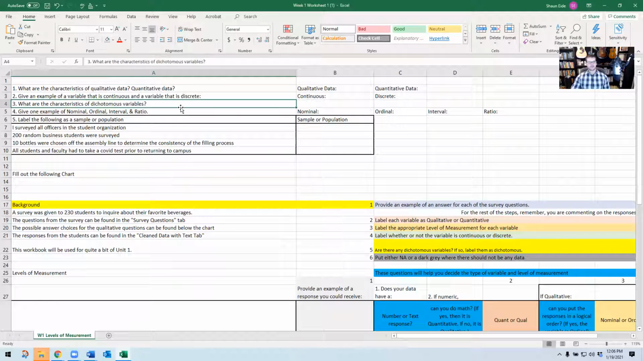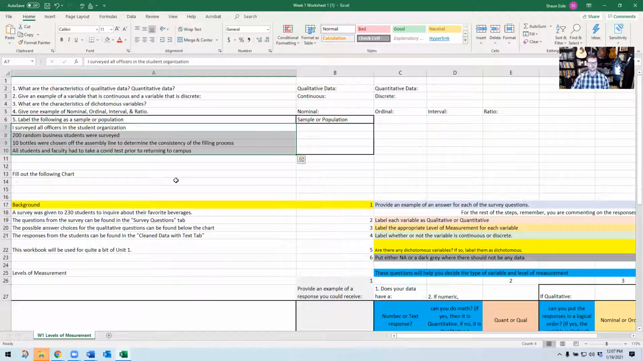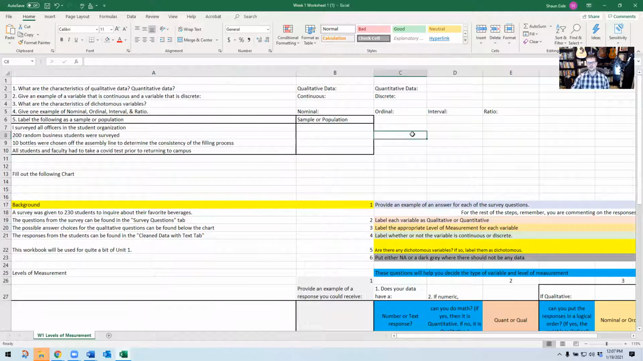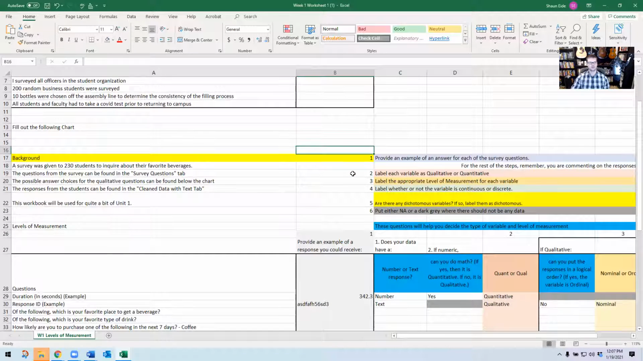What are the characteristics of dichotomous variables? And then nominal, ordinal, interval, and ratio. I go over dichotomous in the other worksheets a little bit more. For nominal, ordinal, interval, ratio, once again, there's a whole lecture on this, and I think I gave you some more examples in the other worksheet. Then label the following as a sample or population. Just go through this. Once again, I gave you a very specific keyword there. The question is, are you looking for all or part? All is the population, part is a sample.